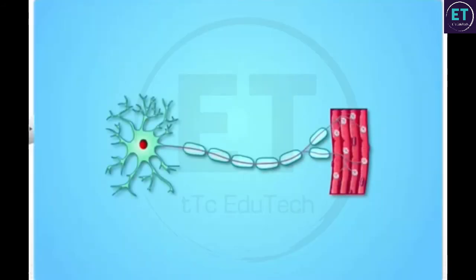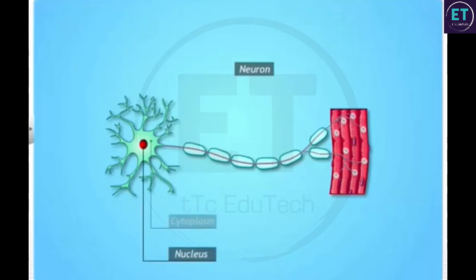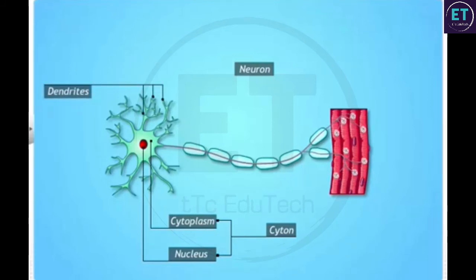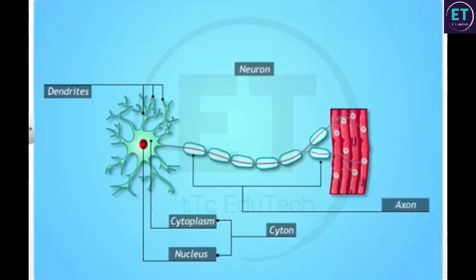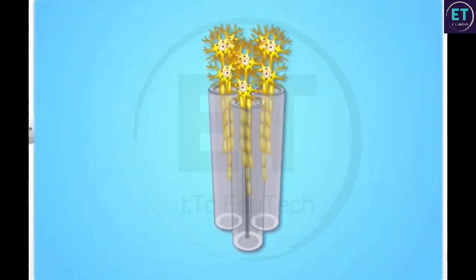Nervous tissues have elongated cells called neurons. Each neuron consists of a cell body with a nucleus and cytoplasm called cyton, and elongated hair-like extensions called dendrites. One of the dendrites, called axon, is very long. Neurons join end to end to form nerve fibers.